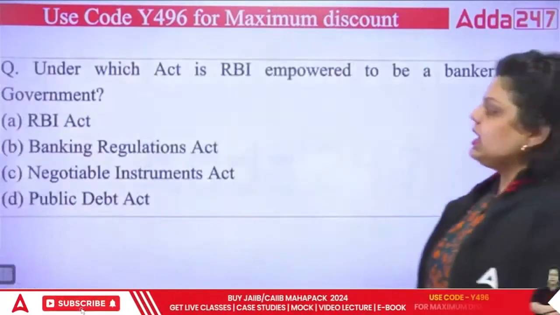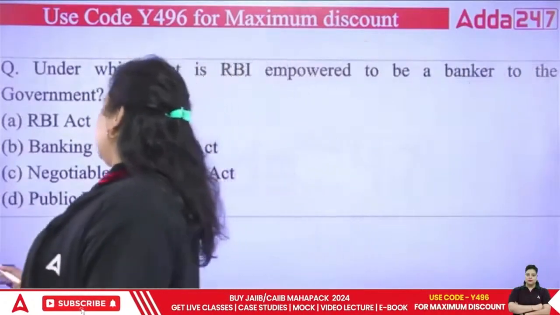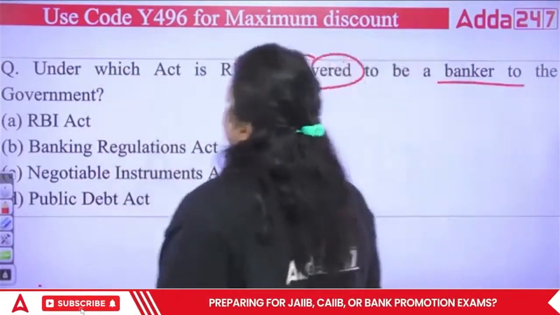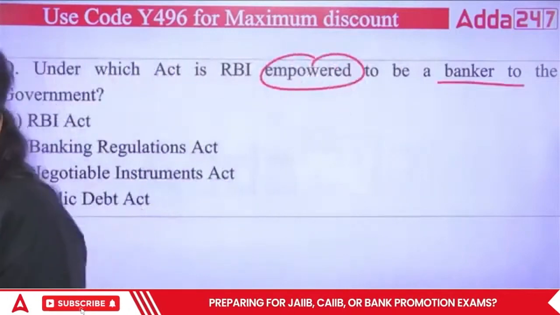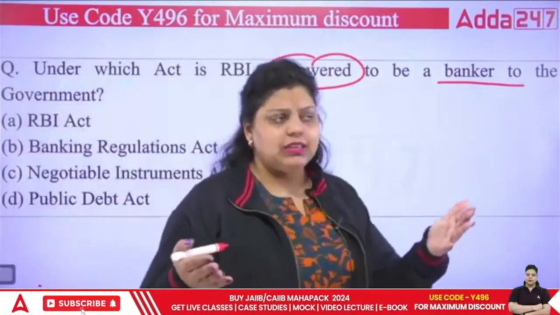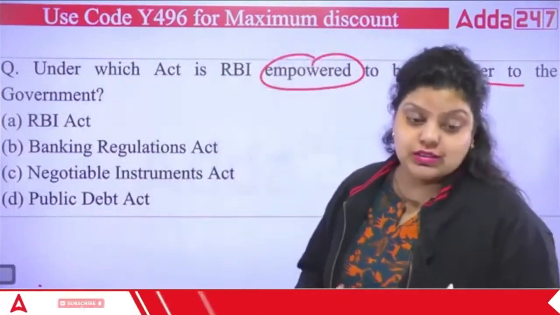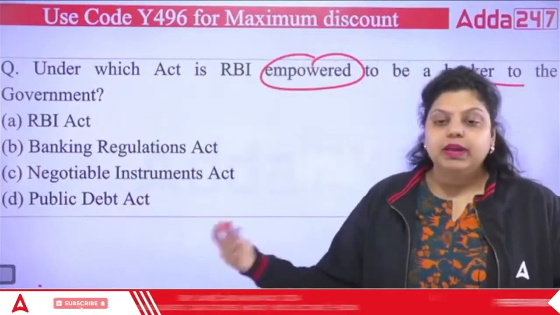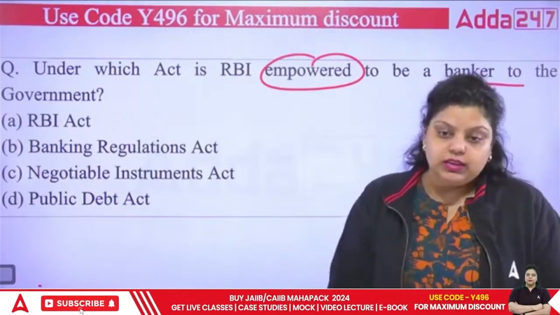So the next question we have: under which act is RBI empowered to be banker to the government? RBI is the central bank of our country, and we have studied that, and many times we also discussed that RBI works as an agent for the Government of India. So when RBI is working as an agent for the Government of India, it means what?